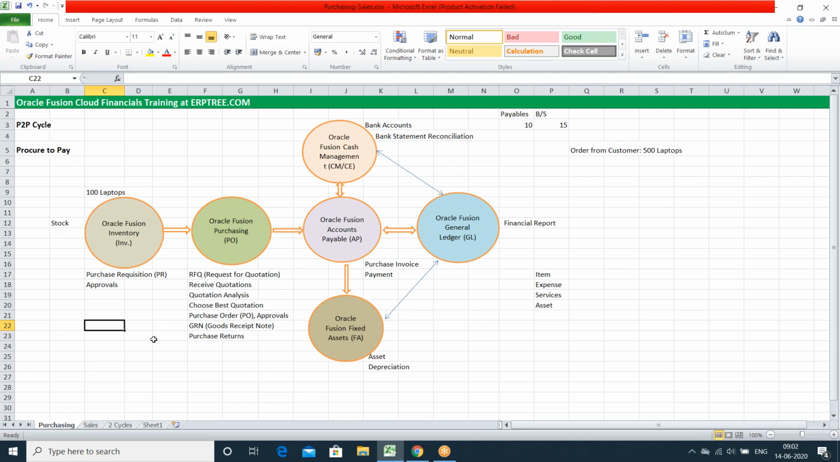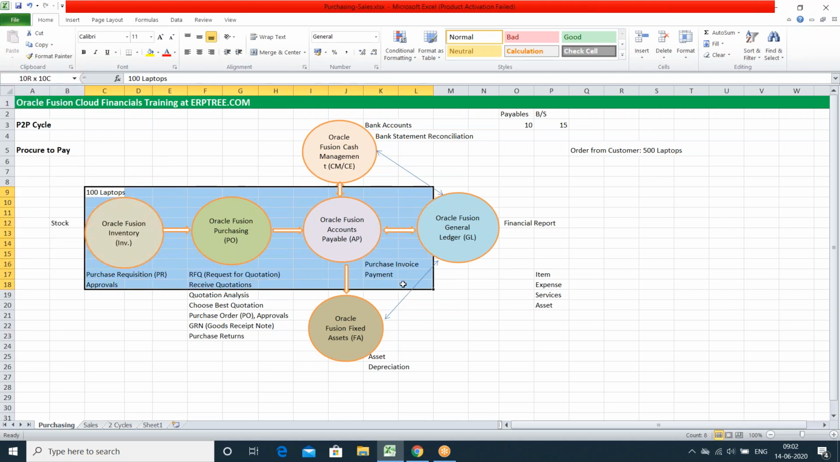Procure to pay: right from requisition until we make the payment, the activities we are doing, we call the P2P cycle. And these are the primary applications involved in the P2P cycle: inventory, purchasing and payables departments. These 3 departments are involved in this P2P cycle. You can say these 3 applications are the primary applications in the P2P cycle.